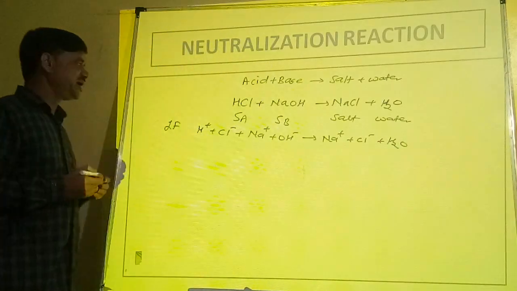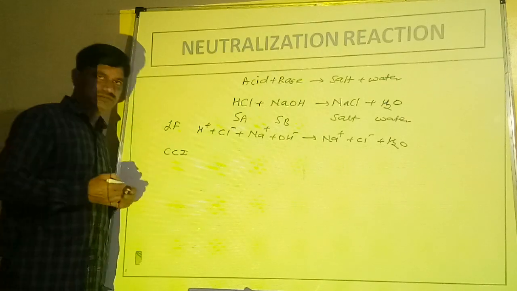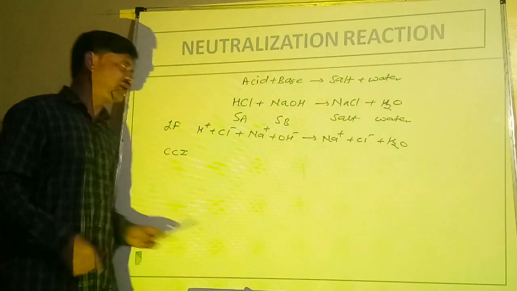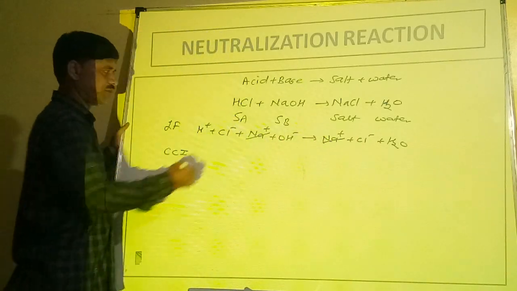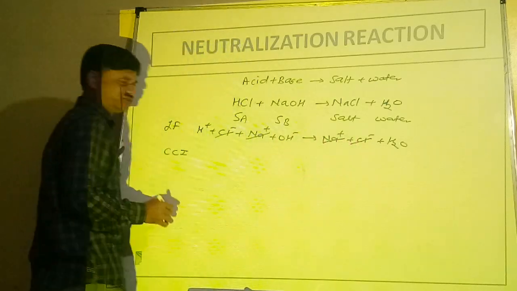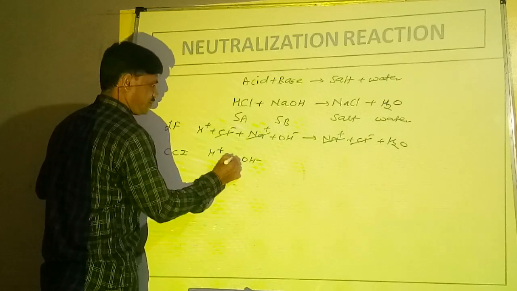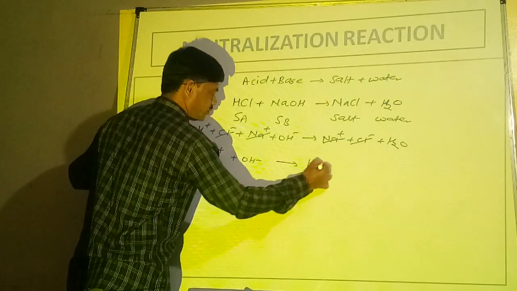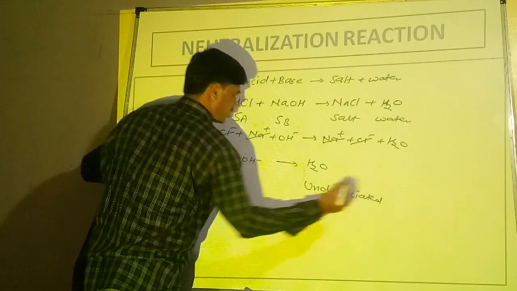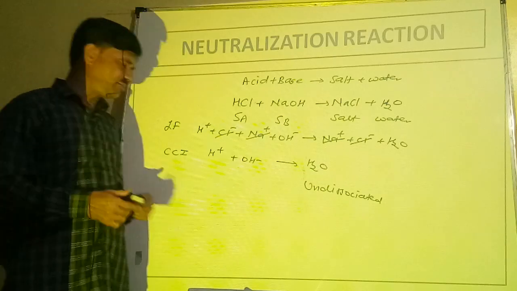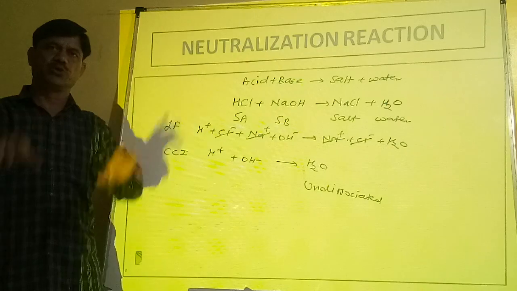Now, after writing the ionic form of the original equation, what is the next step? Remember CCI, that is cancelling common ions. Now tell me, which common ions get cancelled? Na plus gets cancelled. What about this one? Cl minus gets cancelled. What remains? H plus plus OH minus. What product are you getting on the right hand side? H2O. And if we indicate this H2O, what are we writing here? Undissociated water molecule.